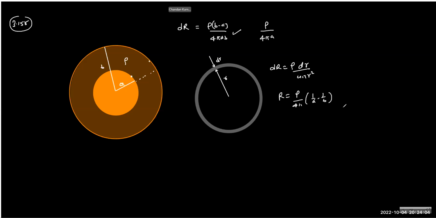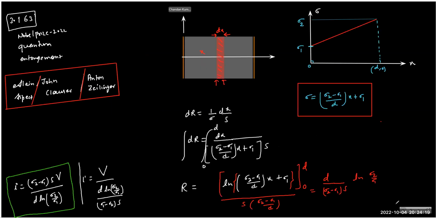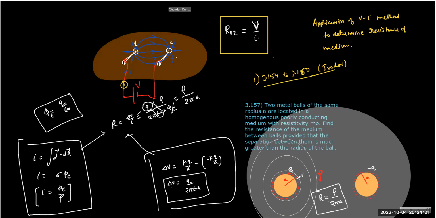I'm just starting. This is the answer, right? Yes. And then as b tends to infinity, R tends to rho by 4 pi. Which is exactly half of the double sphere problem. Do you realize the first problem? It is rho by 2 pi because we have two spheres, right? Yes. This is double this answer.